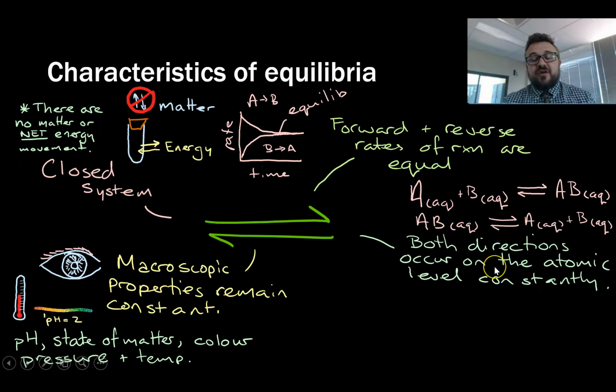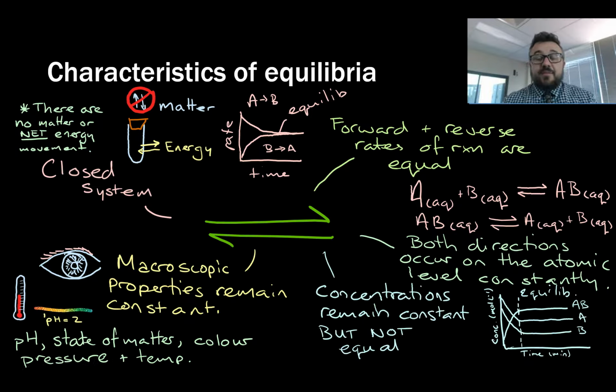Both directions occur on the atomic level constantly. In other words, they don't stop, like they're constantly moving backwards and forwards. And both concentrations remain constant, but not necessarily equal. They can be equal, but they don't have to be. So as the reactions are happening in both directions at all times, the concentrations are not changing. So as the forward reaction happens, the reverse reaction happens at the exact same time, and they stay constant. And we can see how it all interrelates. And if one of these conditions isn't met, we don't have a system at equilibrium.